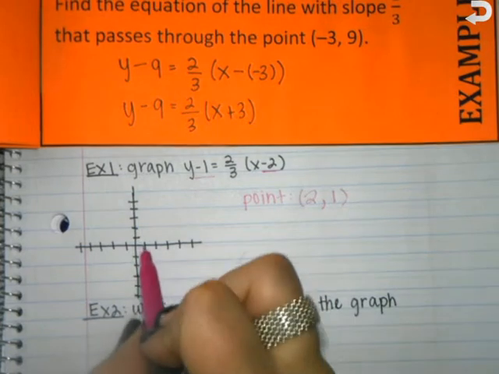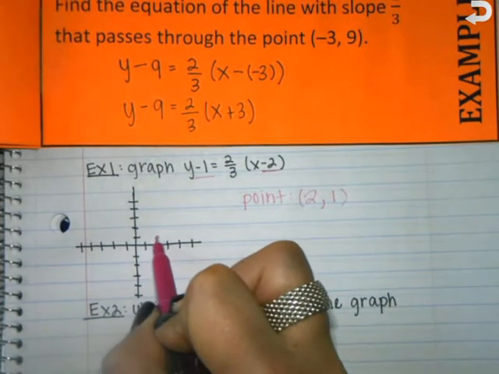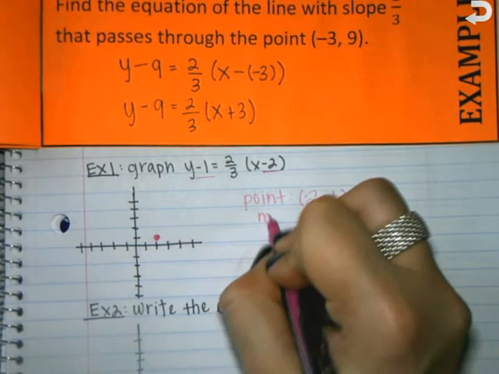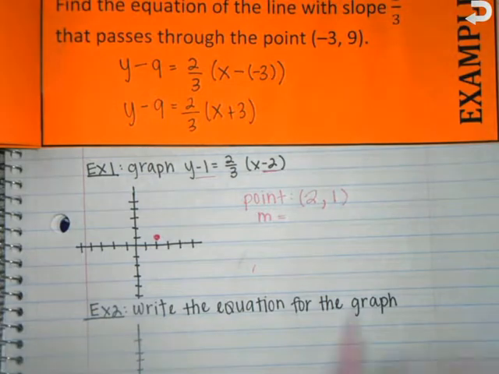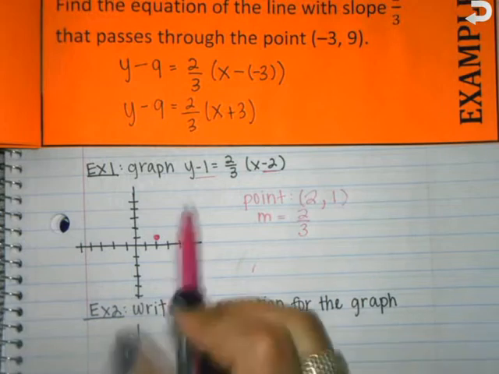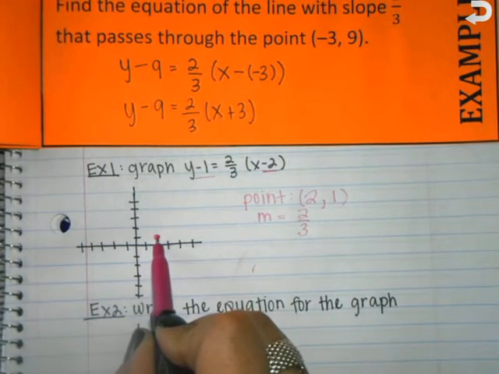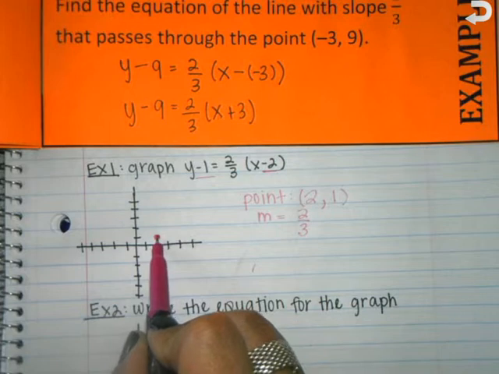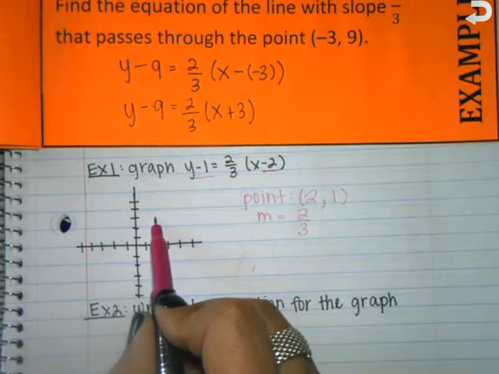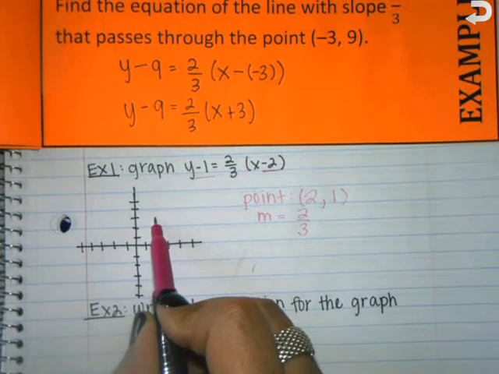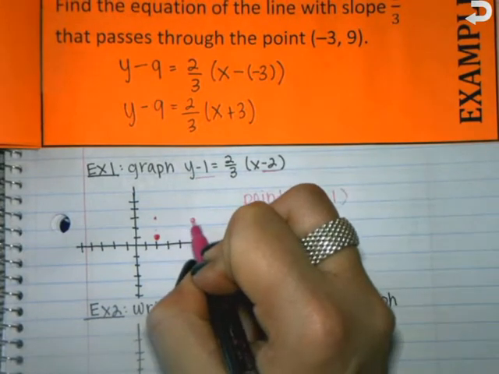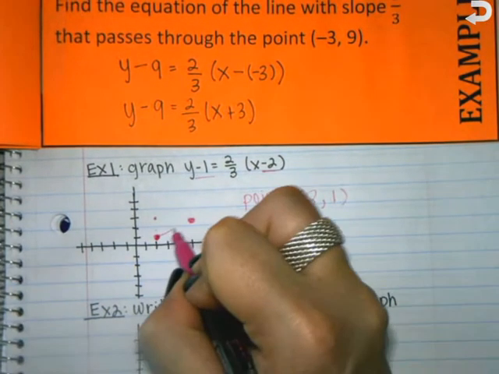So let's plot that. Let's put a point at (2, 1). So right 2, up 1. And then, guys, what's my slope? 2/3. So from the point that we plotted, my rise is positive 2, so we're going to go up 2 spaces. And what's the run? Positive 3. So I'm going to go which direction? Right. 1, 2, 3. Put another point there, and then you can draw the line.